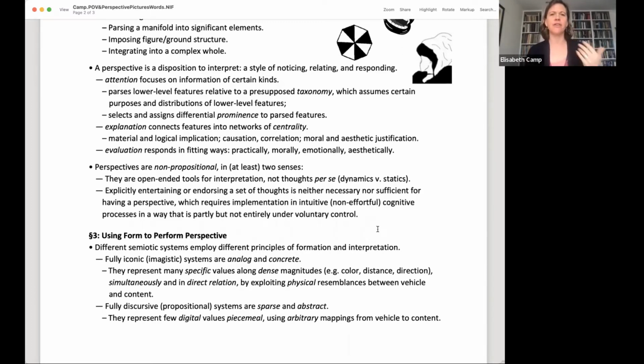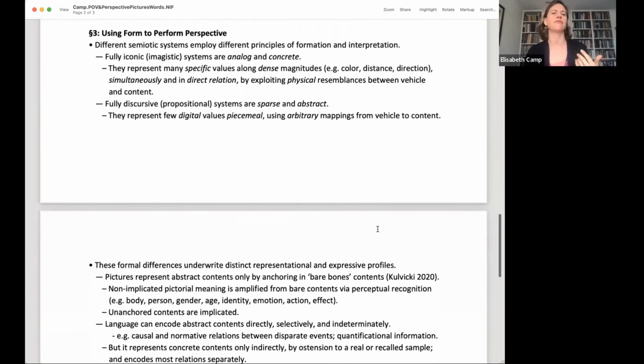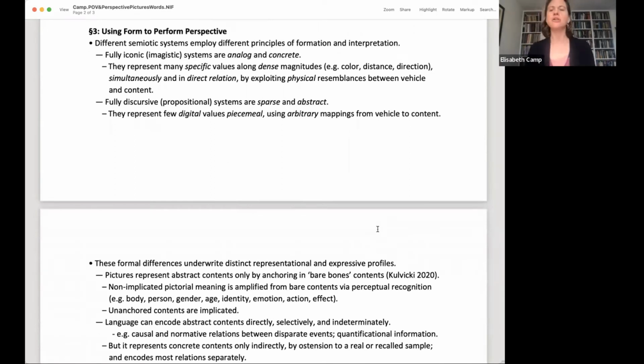Here I think we need to think about the different ways in which different kinds of vehicles work. Different semiotic systems employ different principles of formation and interpretation. Here I think it's useful to sketch what I think of as a multidimensional space, but a kind of continuum, from fully iconic to fully propositional or fully discursive representational systems. Of course, this is a whole different talk, of which I am again going to give a mere thumbnail sketch.